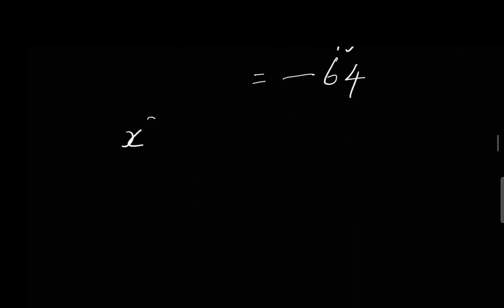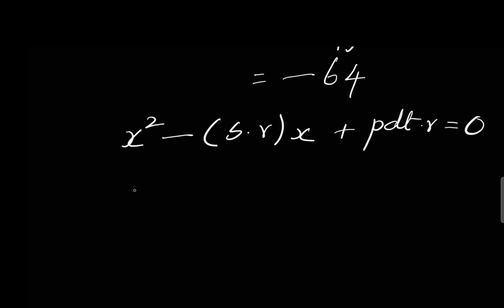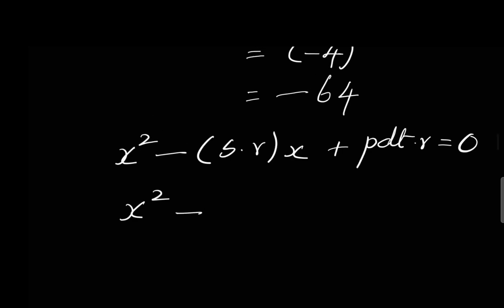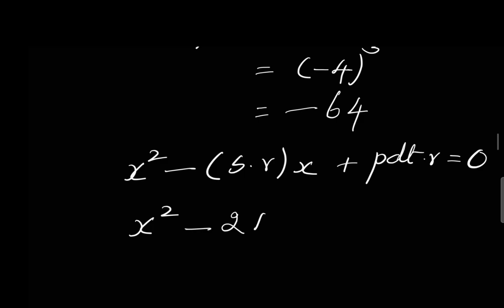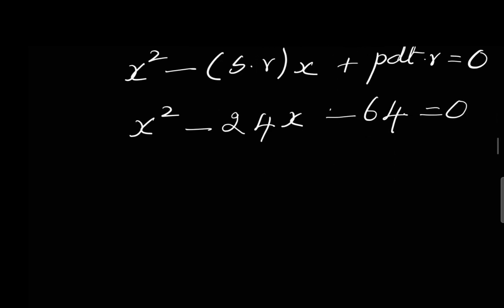So the equation is x squared minus sum of the roots, that is your coefficient of x, plus product of the roots is equal to 0. x squared minus what you have got, sum of the roots as 24, 24x plus product is minus 64, so minus 64 is equal to 0. So this is the required equation.